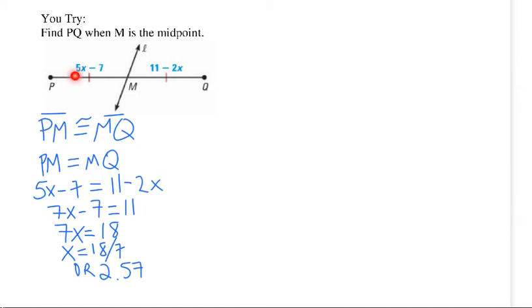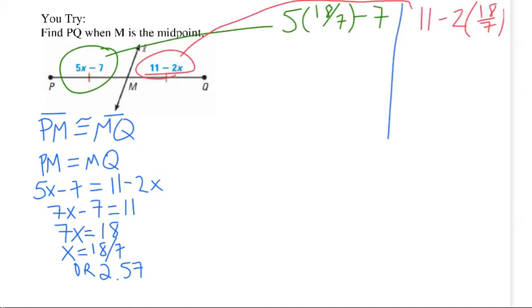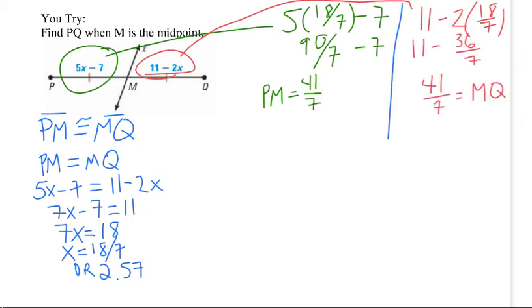On the left-hand side, this is the segment PM in green, and once I multiply by 5 and I subtract 7 from that, I end up with 41 over 7. On the right-hand side, after I multiply 2 times 18 over 7, and then take 11 minus that answer, I also get 41 over 7. But now I need to combine these two answers together, since this only gives me each of the individual segments and I want the whole length. So either I can add them together, or I can multiply one of them by 2, and I end up with 82 over 7, or 11.7 around, for my answer.